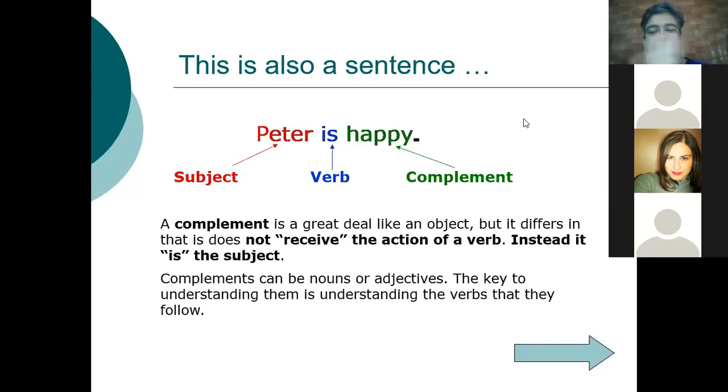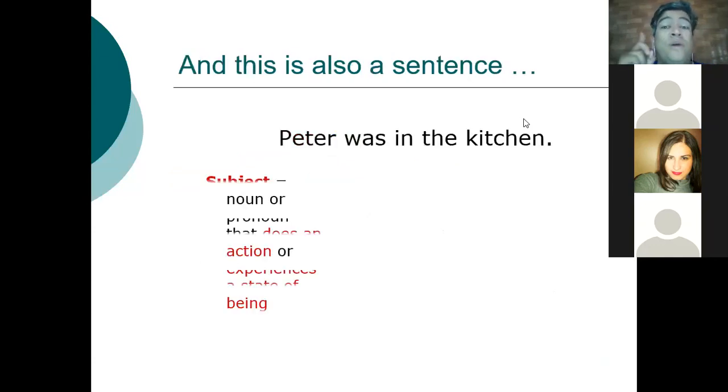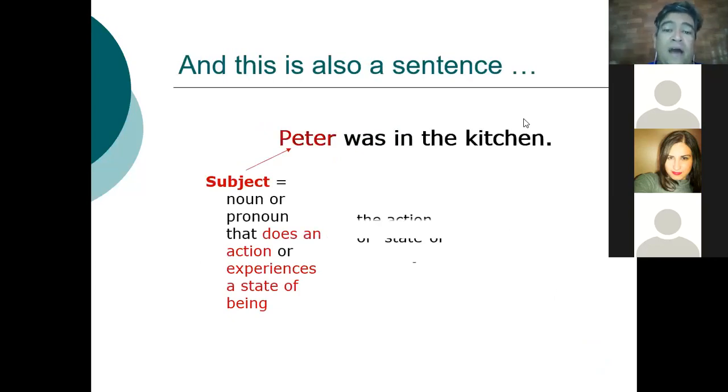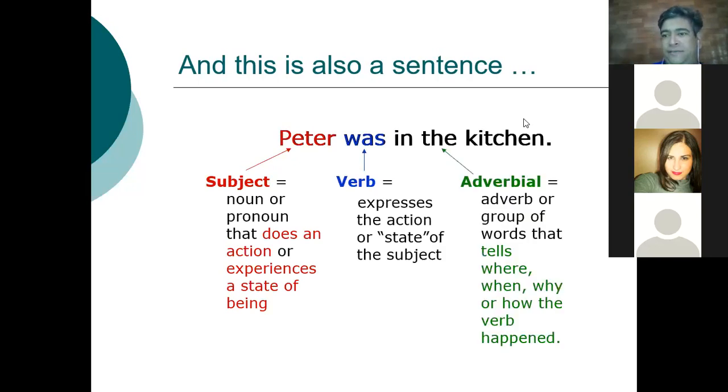You understand? Very good. So let's move to this next one. This is also a sentence. "Peter was in the kitchen." Well, you know that Peter is the noun. That's the verb. And what about "in the kitchen"? It's an adverbial, or let's say an adverbial complement.